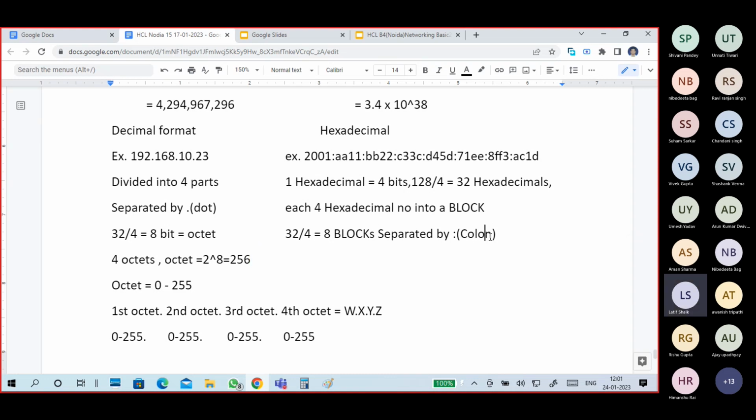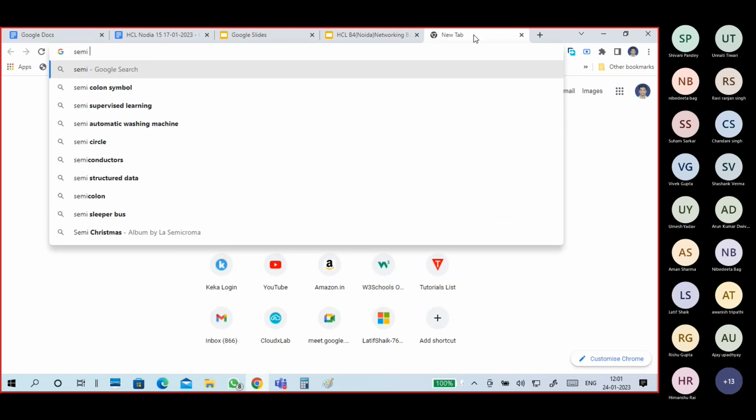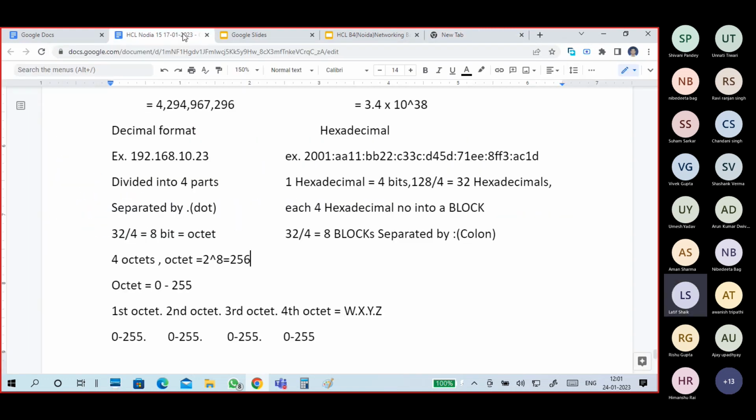Yes, colon, not semicolon, colon. So you can see here there are totally 8 blocks. Each block is separated by colon. So that's the point. Of course, you have different ranges here, guys.